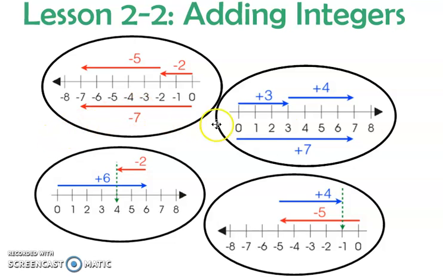When I look at these 4 different scenarios, what do you see that's different? What I'm hoping that you'll notice is that you've got 2 negatives and you get a negative answer. 2 positives, you get a positive answer. Now we've got different signs, so we're going to have to do something different than just adding them together. We're going to have to do some subtracting and then figure out whether it's negative or positive. So we can do that. Let's go ahead and get started.